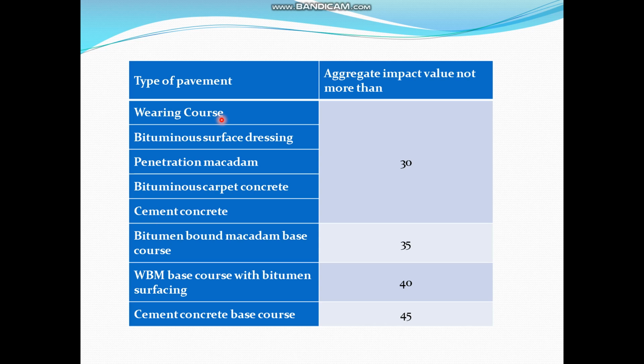And here are some criteria against the type of layer or the type of road in which you wish to place the aggregate. On the right side of the table, you can see the passing criteria. For instance, if you are to use the aggregate in a bearing course, then your impact value should be less than 30%. Similarly, for a water-bound macadam base course, you can use an aggregate which has up to 40% value.